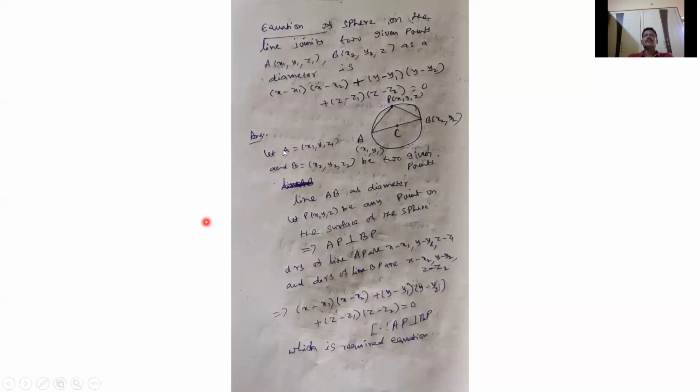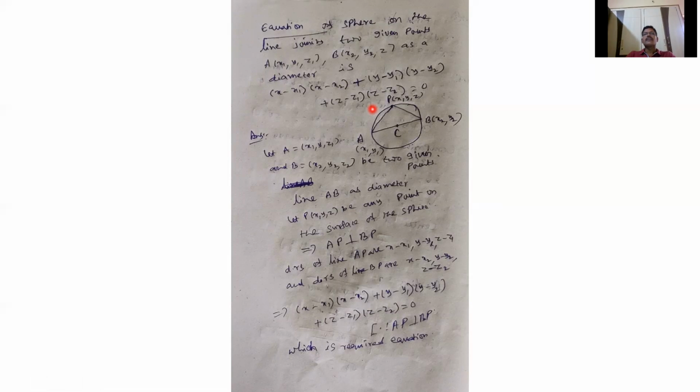And also equation of the sphere on the line joining two given points A x1, y1, z1 and B x2, y2, z2 as diameter. So equation of the sphere whose diameter is AB with the diameter endpoints x1, y1, z1 and x2, y2, z2 is x minus x1 into x minus x2 plus y minus y1 into y minus y2 plus z minus z1 into z minus z2 equal to 0.